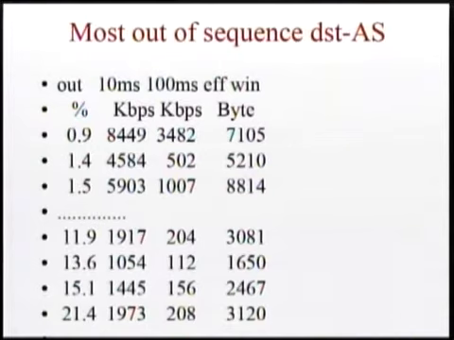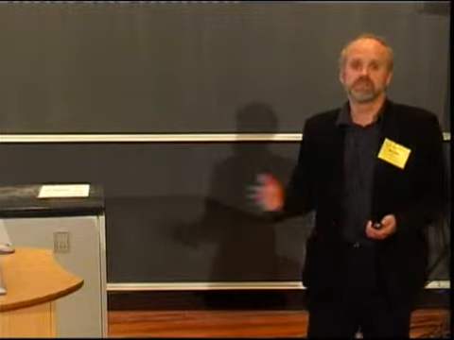So it's a clear indication that the effective window goes down as the out-of-sequence numbers go up. So here we have an indicator of a poorly performing AS, or not an AS, this is a destination AS, it could be any AS in between. So you should be careful about blaming who is at fault.